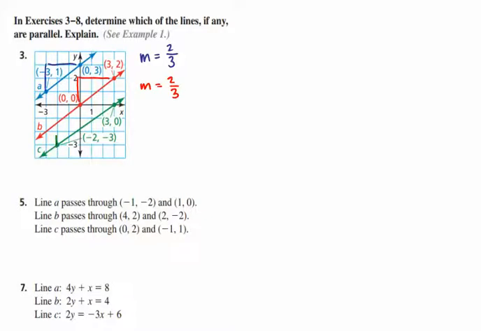We would have to go up 1, 2, 3 over 1, 2, 3, 4, 5. So the green line has a slope of 3 over 5, which doesn't simplify to 2/3. So we would say then that lines A and B are parallel. And that's it. Parallel because they have the same slopes.